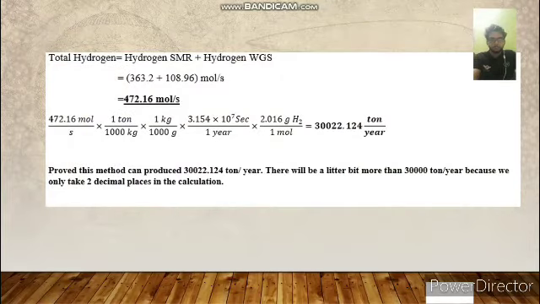Total hydrogen can be calculated by adding the hydrogen from the SMR and the hydrogen from the WGS reactor, and therefore we can obtain 472.16 mole per second of hydrogen. It's proven that this method can produce 30,022.124 ton per year. That is a little bit more than 30,000 ton per year because we only took 2 decimal places in our calculation.